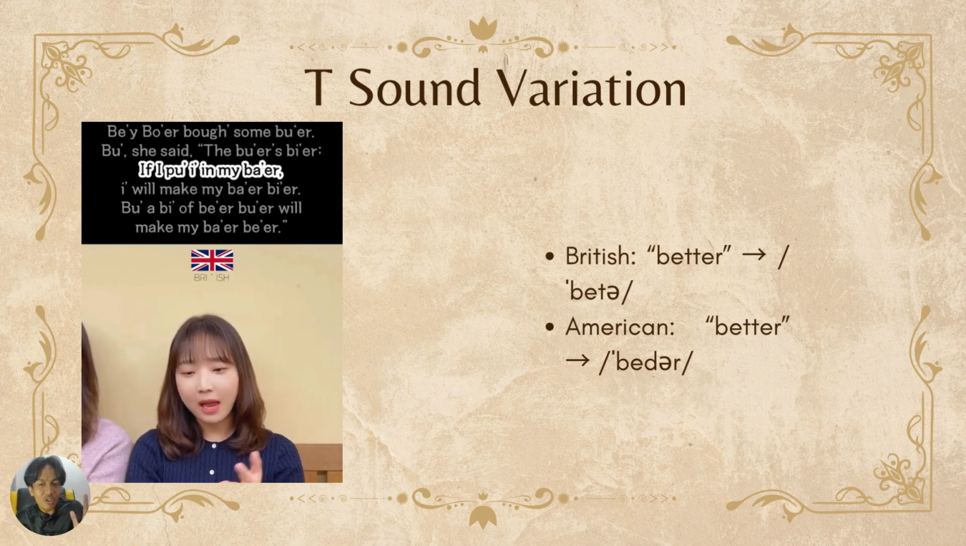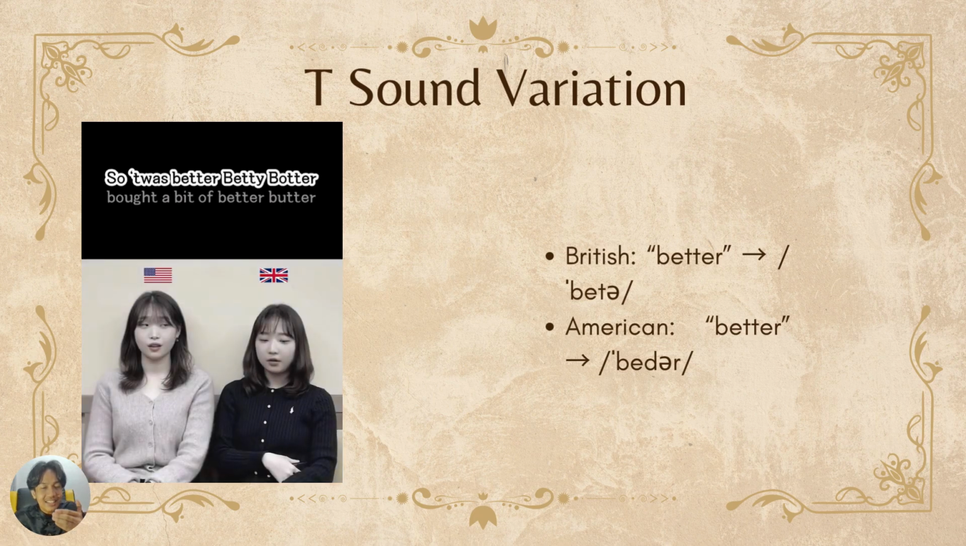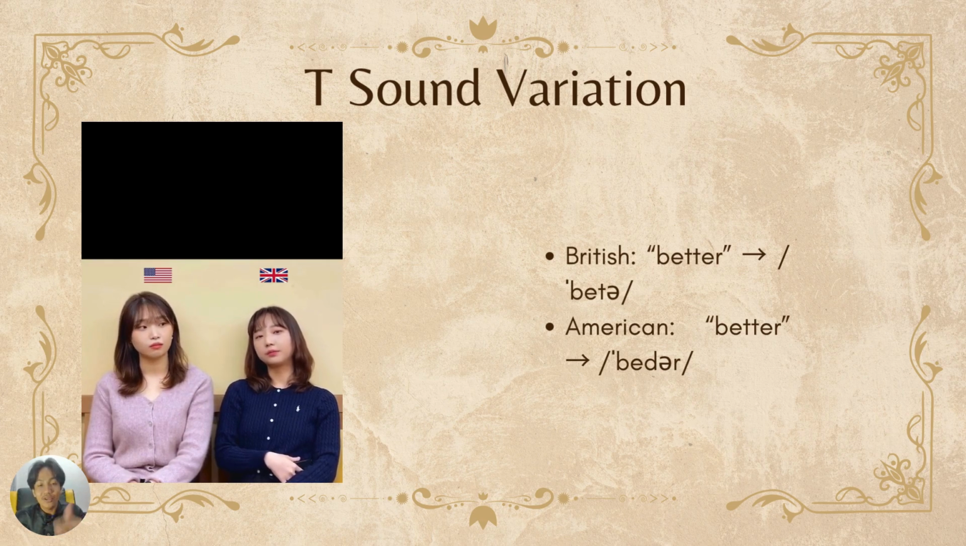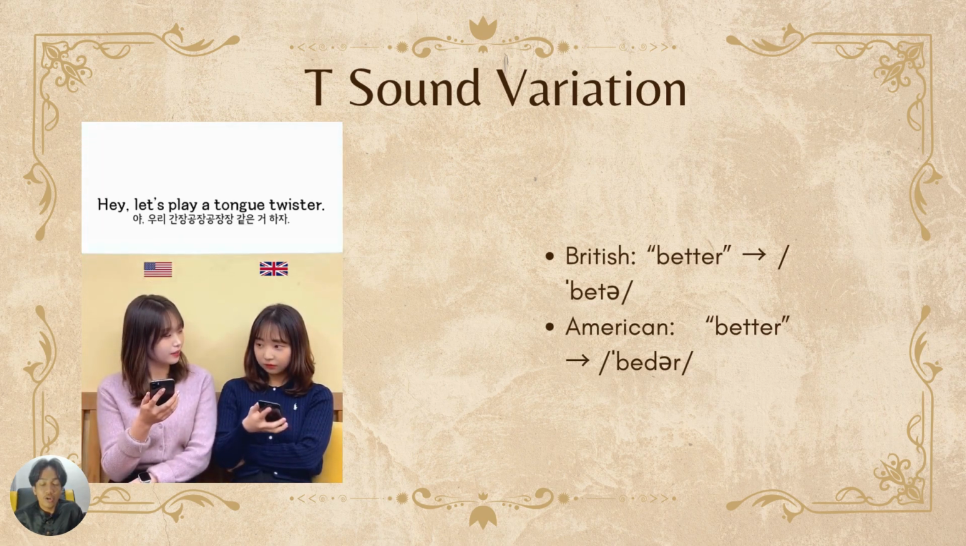If you listen closely, in British pronunciation, the letter T is clearly articulated. For example, Betty bought a bit of better butter. The woman in the video, they say beta, meaning that the T is a tongue twister, or the phonological sound.